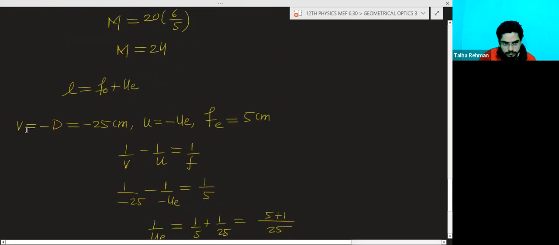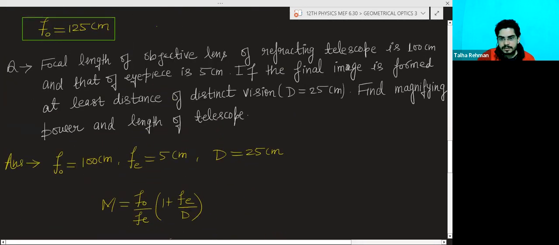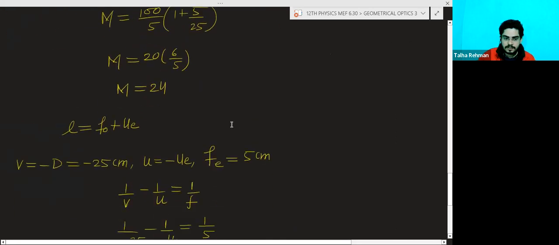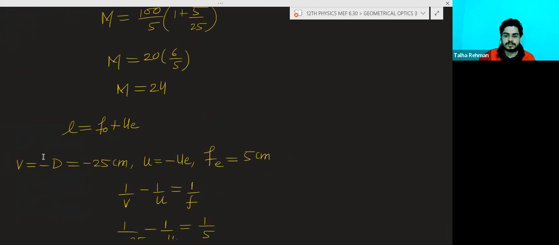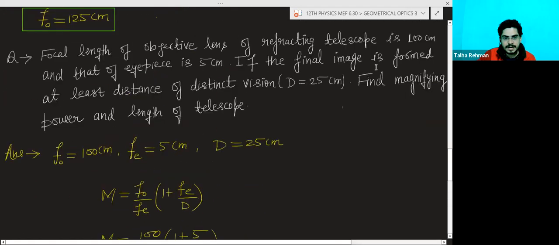Now, how have I done this? We know that this is a normal adjustment. This is the case when the image is forming at a distance of 25 centimeters. That is why the image distance, and we know that the final image is formed by the eyepiece lens. So with respect to the eyepiece lens, the image distance will be taken as negative. You should go through the diagram for that. Many times we have done that.